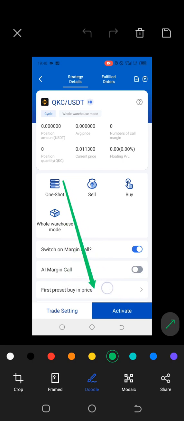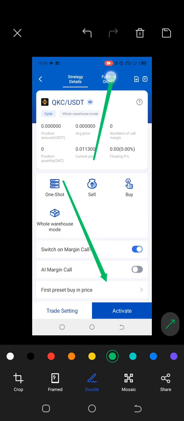So you want to set a preset lower than the current market price. Royal Q has enhanced it further, so that's what we're going to look at. And then we have here filled orders. As it says, filled orders. These are orders that have already been filled and are running or have closed in profit.